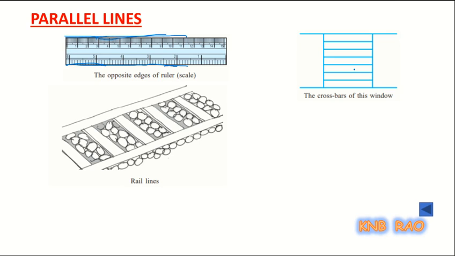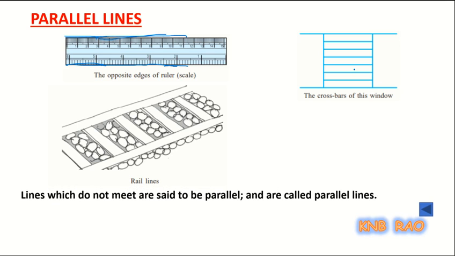So what is the specialty of these parallel lines? Lines which do not meet are said to be parallel. Okay, lines of the same plane. You will come to know the difference between lines of the same plane and lines of different planes in your later classes, but at present for your class 6 level we say lines, but lines of the same plane is the appropriate word.